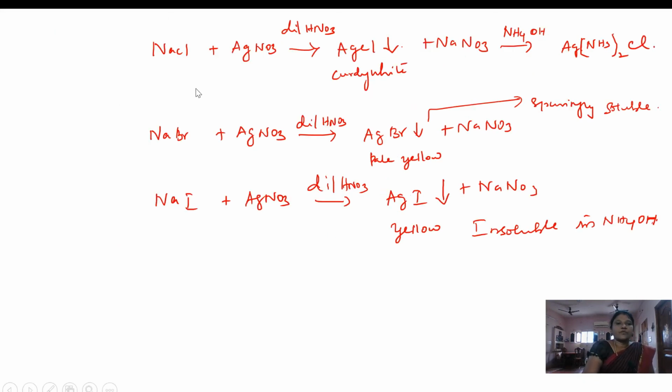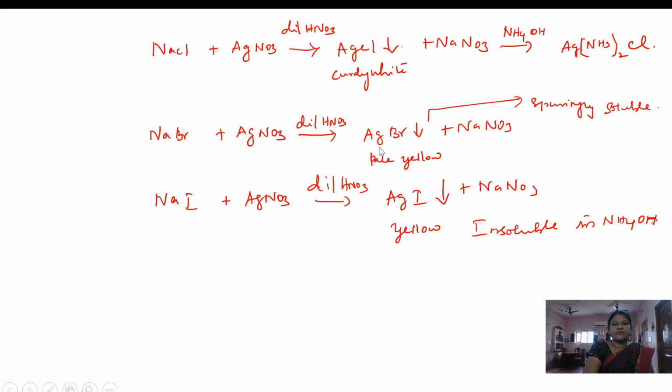And then the reactions: sodium chloride on treatment with silver nitrate under acidic conditions, by adding 2 or 3 drops of silver nitrate, forms a cloudy white precipitate, that is silver chloride, which on treatment with ammonium hydroxide forms a complex. This is the complex formed by the silver chloride in the presence of ammonium hydroxide. Therefore this silver chloride is very soluble in ammonium hydroxide.